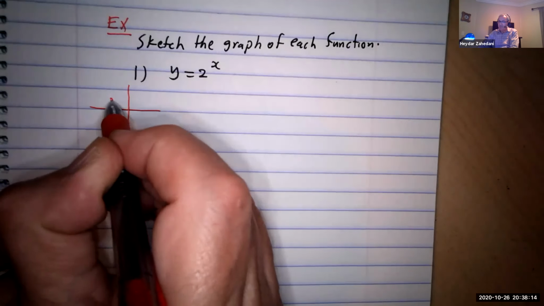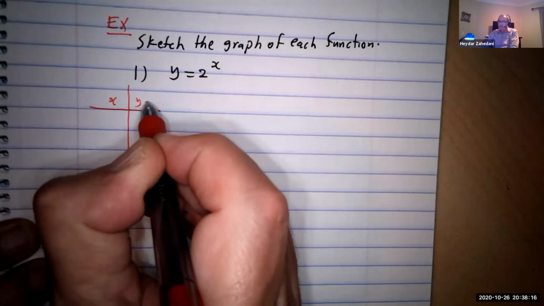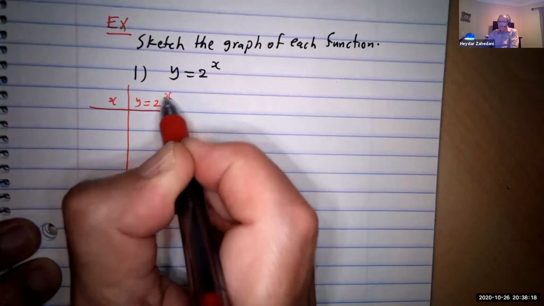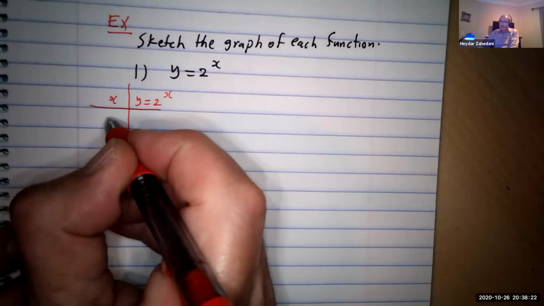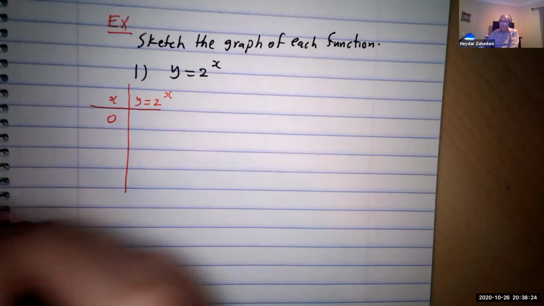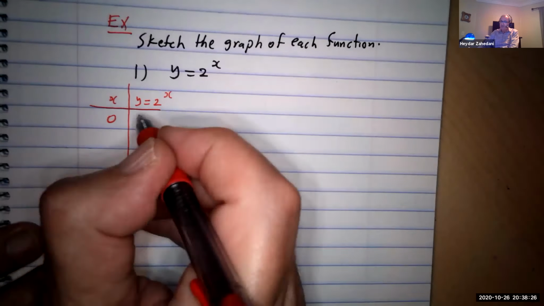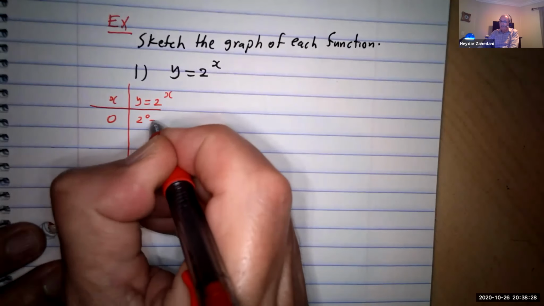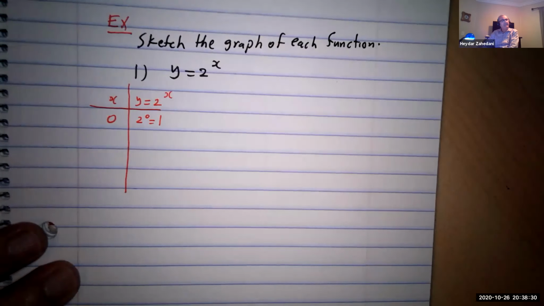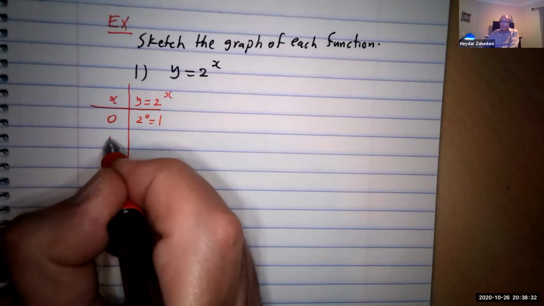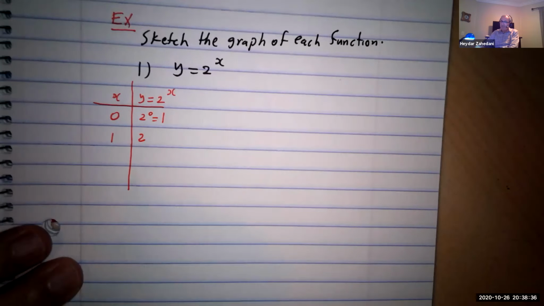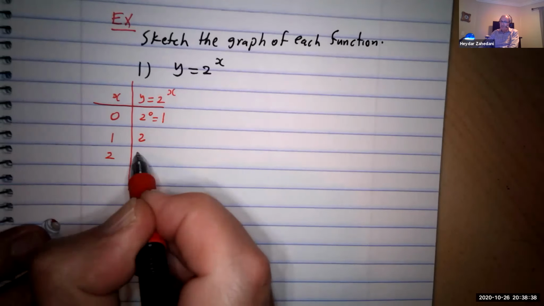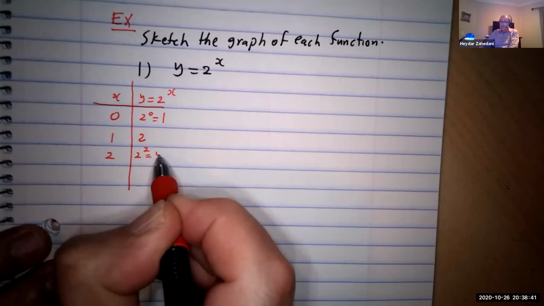So this is going to be x, and this is going to be y equal to 2 to the x. Okay, just pick some numbers. If you pick x equal to 0, for example, this is going to be 2 to the 0, which is equal to 1. If you pick 1, it's going to be just 2. If you pick 2, it's going to be 2 squared, which is 4.